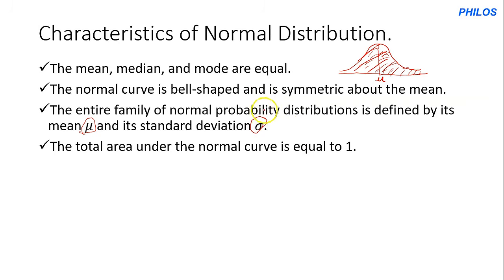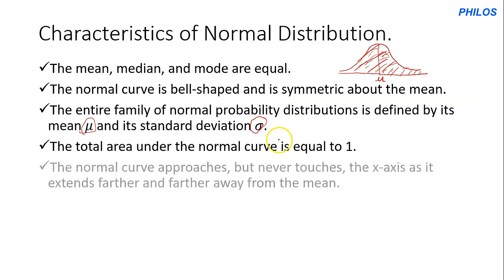Now, another property of the normal distribution is that it is asymptotic. It approaches the x-axis but never touches the x-axis. So that is why when I was drawing, I didn't allow the curve to touch the x-axis.